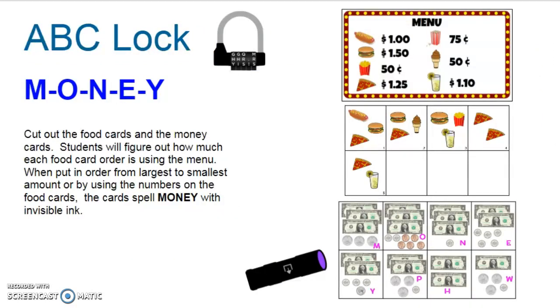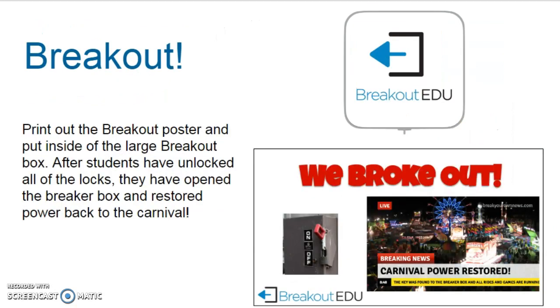For the word lock, you're going to cut out the food cards and cut out the money cards that have that invisible ink written on each card. Students will have the menu somewhere nearby, and what they'll have to do is match the correct money amount to the food order that is shown. From there, they'll have to make sure that they're put in order. You can notice the food cards do have numbers on them, so that way they can put them in the correct order, and once they shine that UV flashlight on it, they're going to spell the word money.